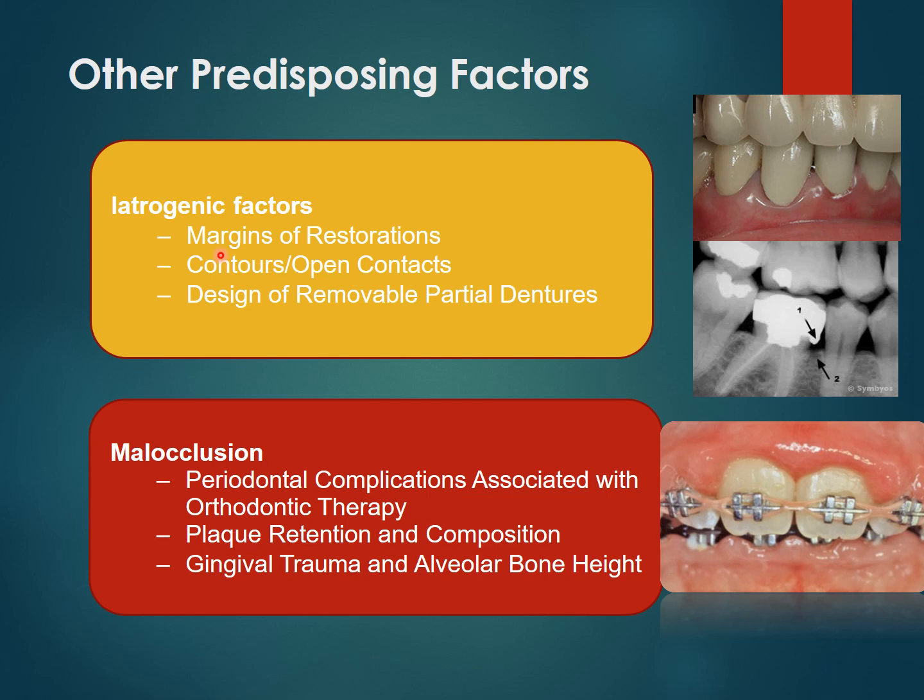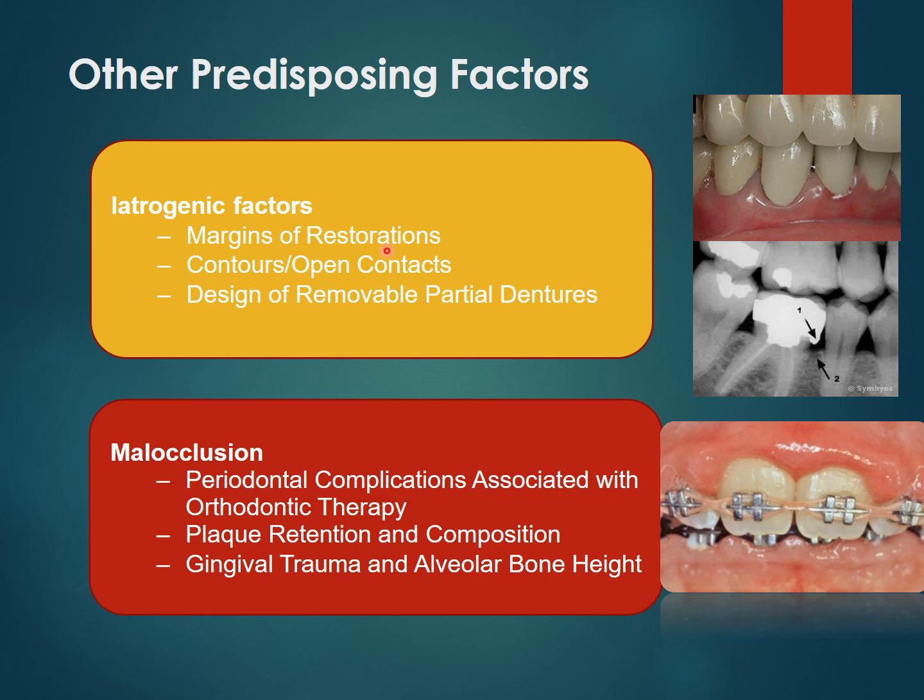Under that, margins of restoration. Margins of restoration: there are subgingival margins, or overhanging margins, that always contribute to the development of periodontal disease by changing the gingival contour and also by inhibiting the patient's access to remove the accumulated plaque. So subgingival margins are always associated with large amounts of plaque and gingival inflammation.